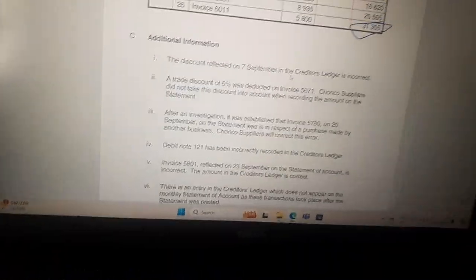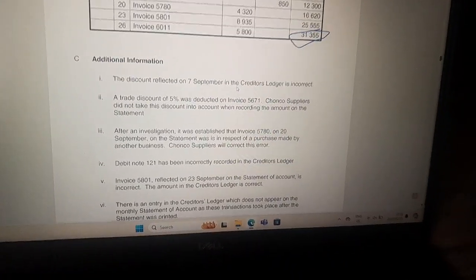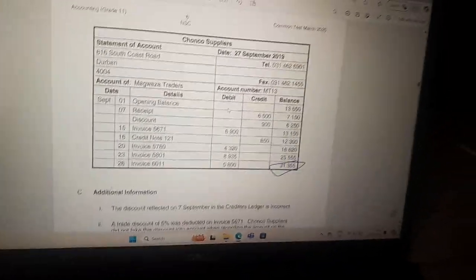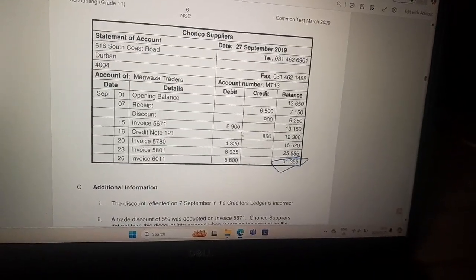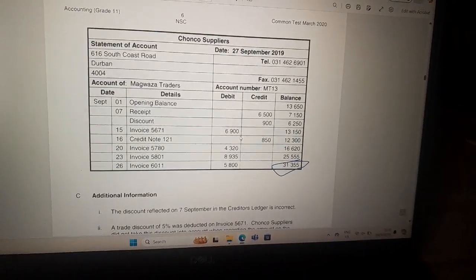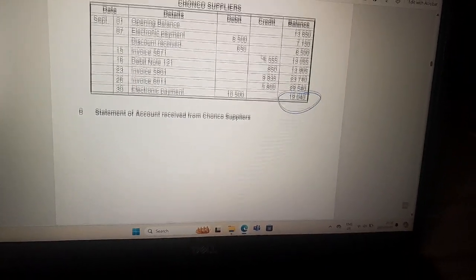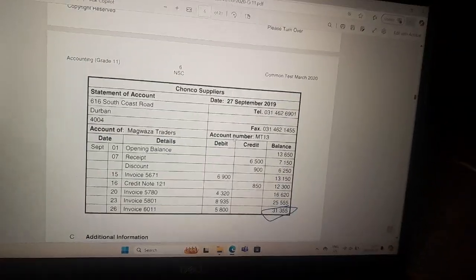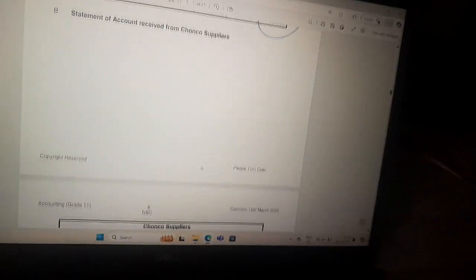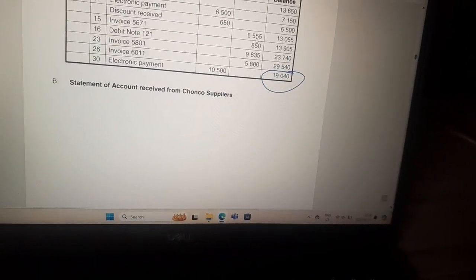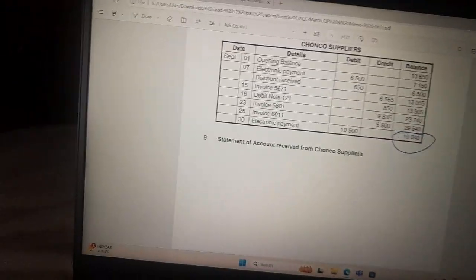So we know that they're telling us the discount is 5%. We don't necessarily have to calculate the 5%, because if here is 6,900 and they're telling us that they did not take that discount into account, we can go back to the people that actually took the discount into account and find the difference between the 6,900 and the 6,555, and that will give you the 5%.